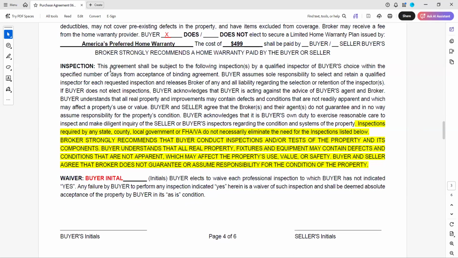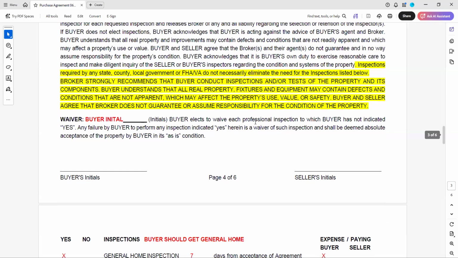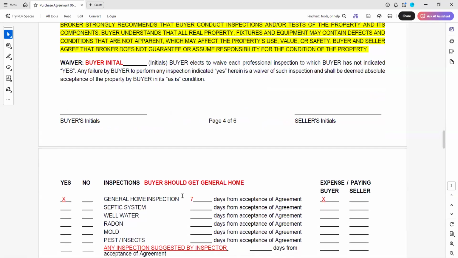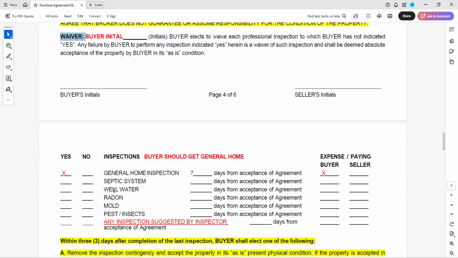We always want to make sure that they get a home warranty and the home inspection. Okay, so the next section is talking about the inspection. And you really want to recommend to your buyers that they get at least a general home inspection so that they know what is going on with their property. If for some reason they decide they don't want any of the inspections listed on page number 5, not only are they going to initial, they're going to initial this waiver section for anything that is a no. So if they don't want the septic, the well, the radon, the mold, the pests, they're going to initial up there to include those, but they want the general home.